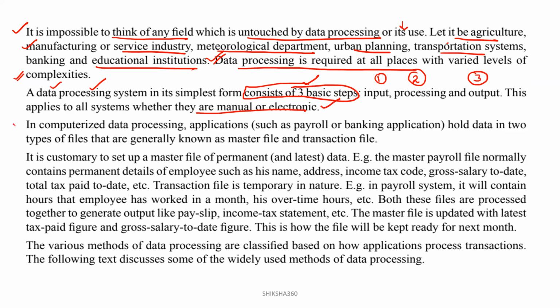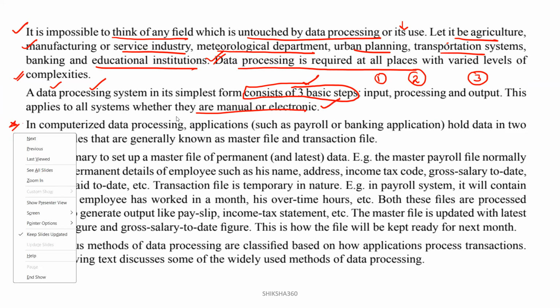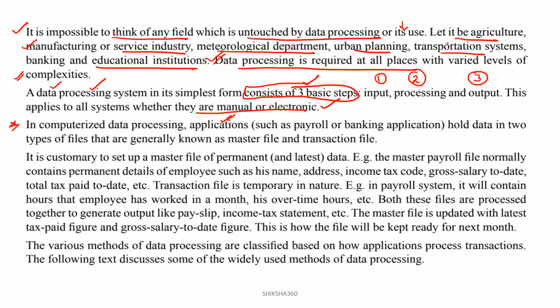In a computerized system, data processing applications hold data in two types of files. Two types of files, very important. Applications basically hold two types of data: one is permanent and one is temporary. The permanent file is known as the master file and the temporary file is known as the transaction file.